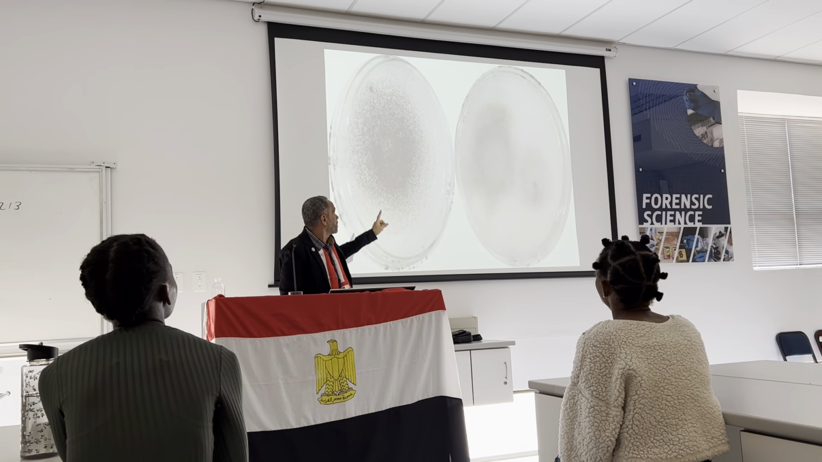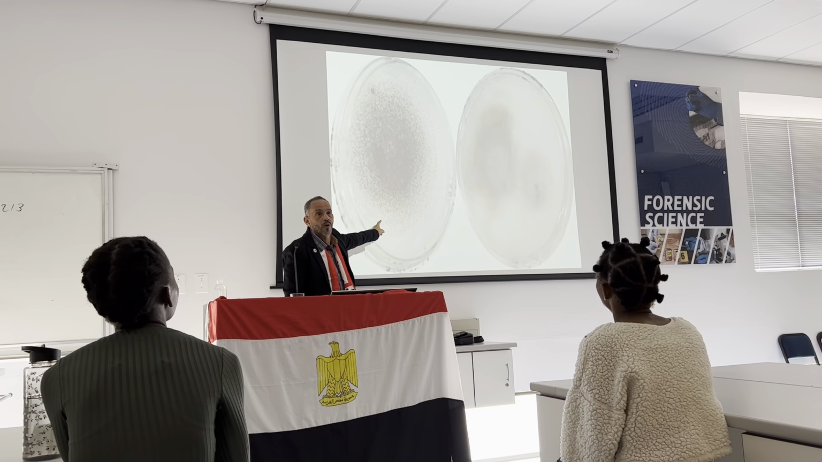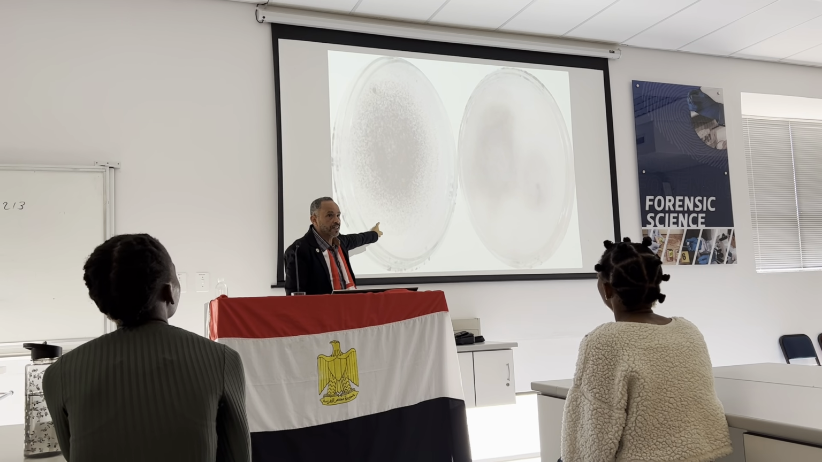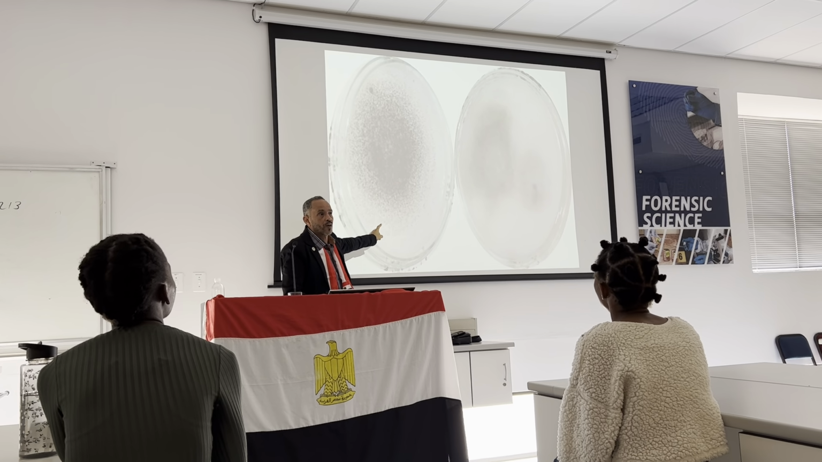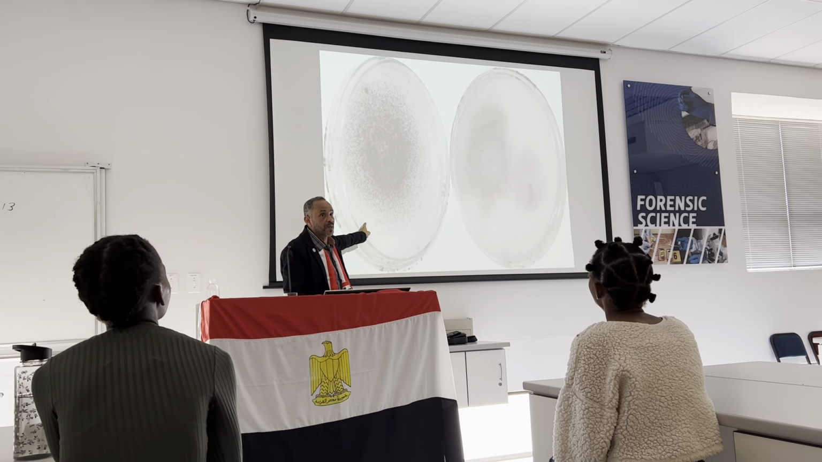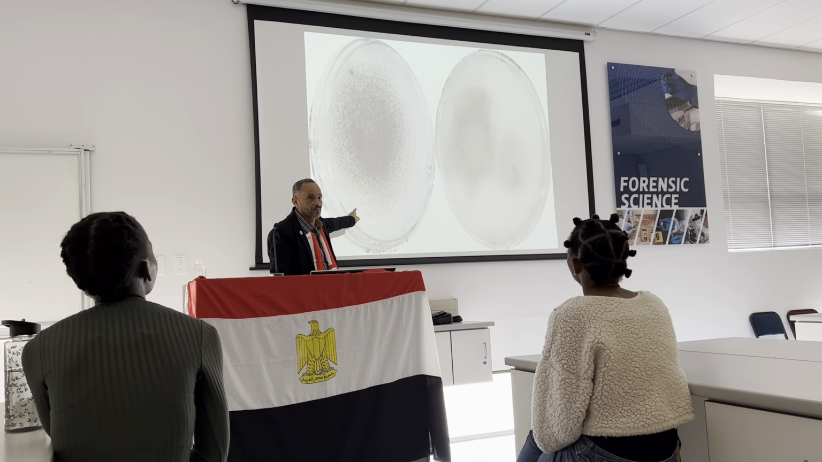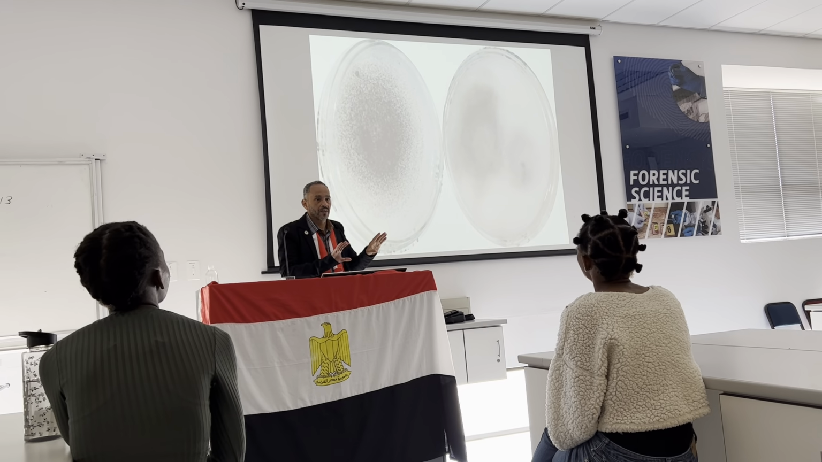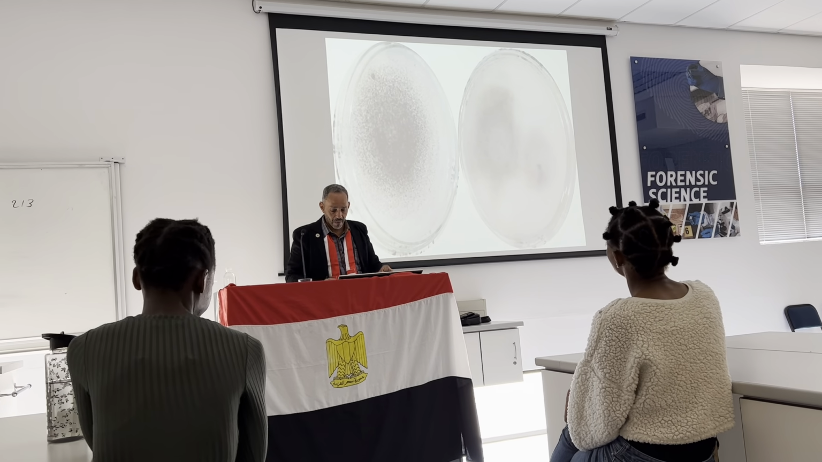So here is Aspergillus niger. I recovered it from the pyramids in Giza, and this fungus is able to grow on calcium carbonate only, 20% calcium carbonate. Just calcium carbonate. So you can imagine what fungi do.